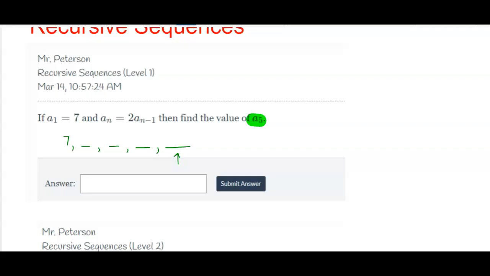So what I need to do is use the rule here. This says times 2. So if I take the previous term and times 2, I'd have 14. Do it again, I have 28. Do it again, I have 56. Do it one more time, and I have 118. So over here in the answer, I would just write 118. It doesn't want you to write a 5 or anything like that. Just write what that final term would be.